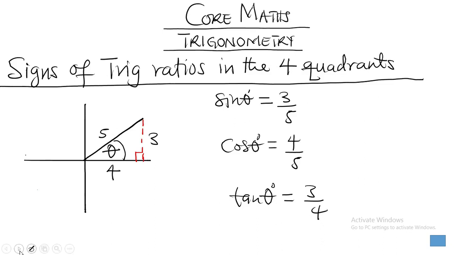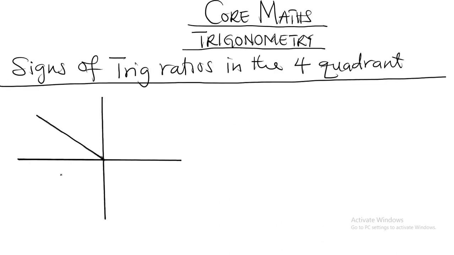Good. Now let's move on to the second quadrant. Here, let's look at something. This will be our angle theta. The angle theta is in the second quadrant, and at this point it is between 90 degrees and 180 degrees. So what it means is that the angle theta is an obtuse angle.